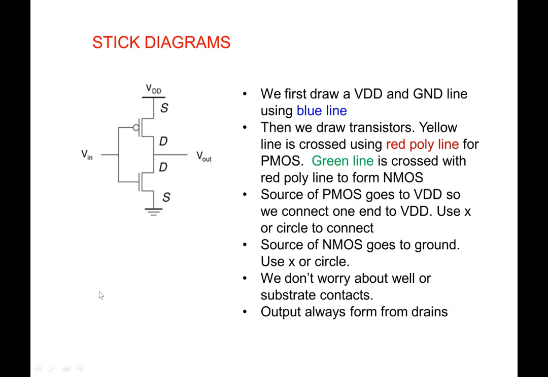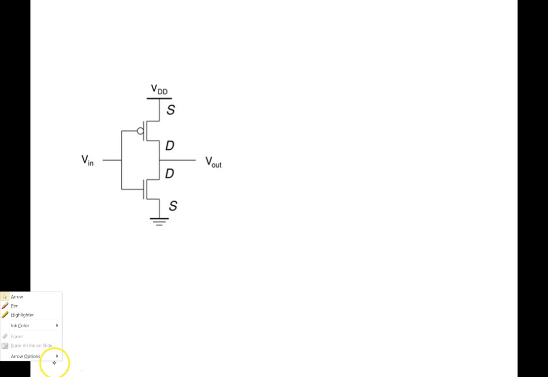Then PMOS sources always go to VDD and NMOS sources go to ground. So when we want to connect, we use an X or a circle. Again, we're not worrying about the contacts. So we will start with the inverter example.